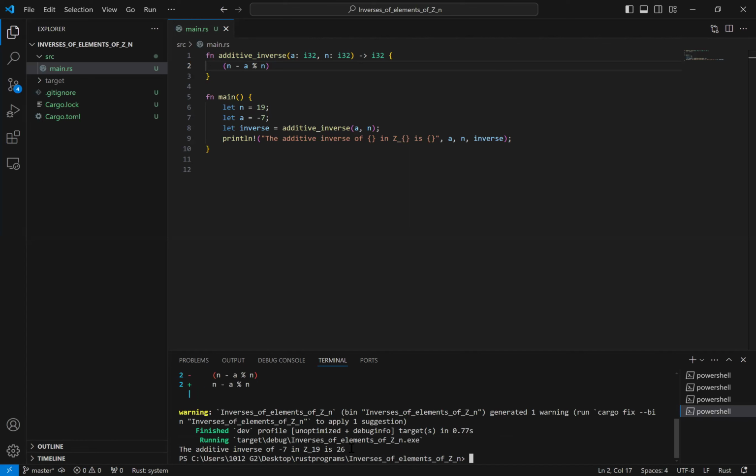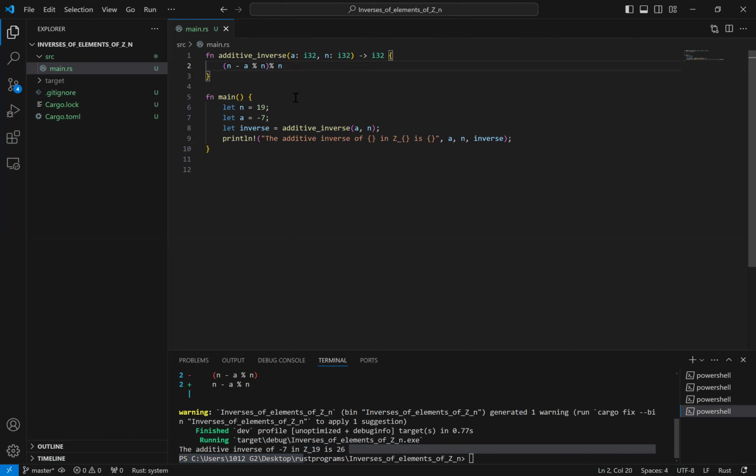It has run with the warnings and given us 26. So it was not able to reduce. The warning was because of that, so I've returned it. It was not able to reduce it.